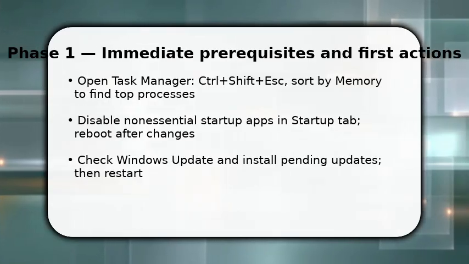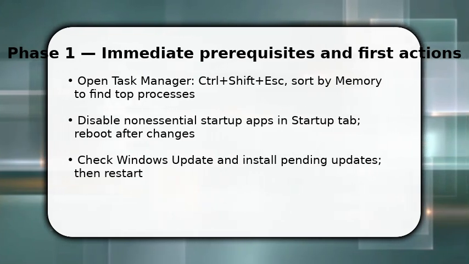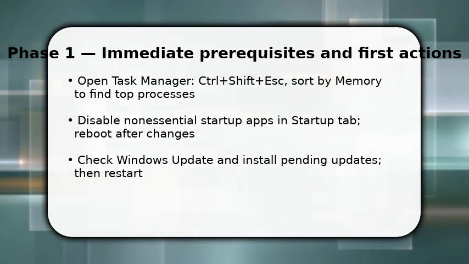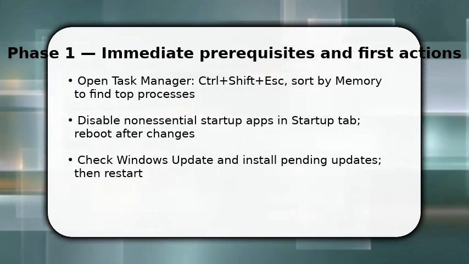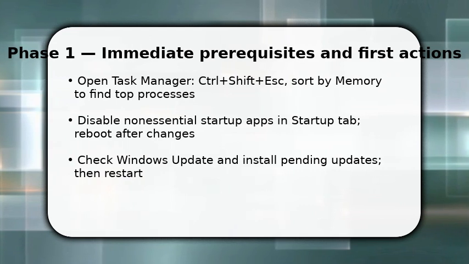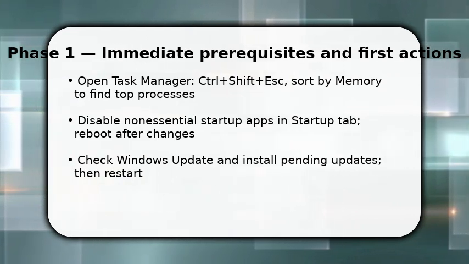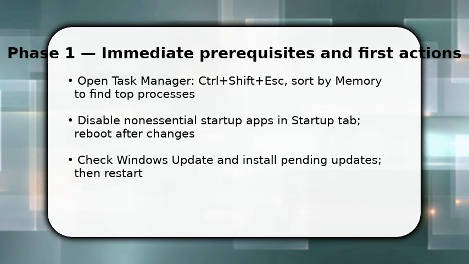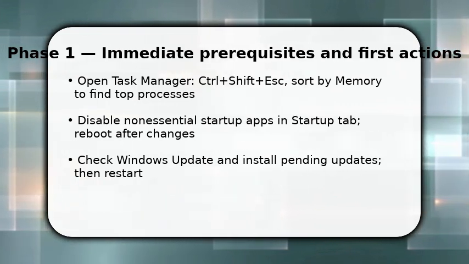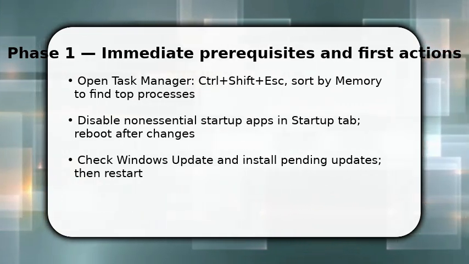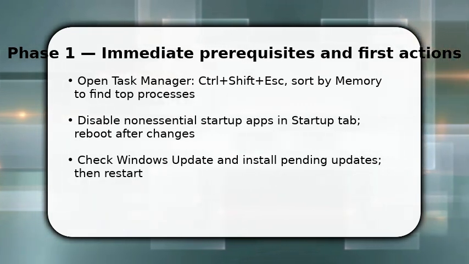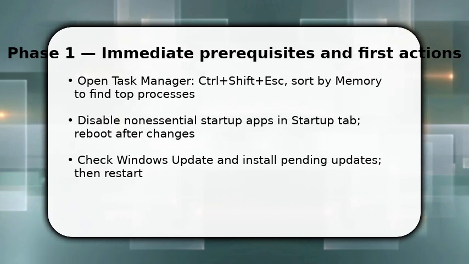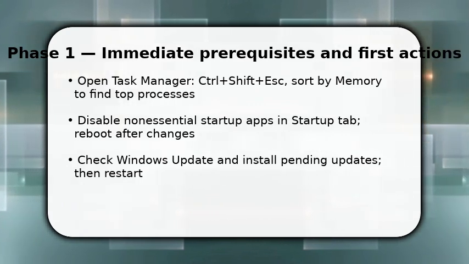You start by finding the biggest memory users. Open Task Manager right now, sort by memory, and note the top 3 processes. Once done, disable non-essential startup apps in the Startup tab so they stop allocating RAM on boot. Make sure to install pending Windows updates and restart. Updates can patch memory leaks. If a process is unknown, right-click and open File Location to identify it before ending it. Be cautious with system-labeled items.